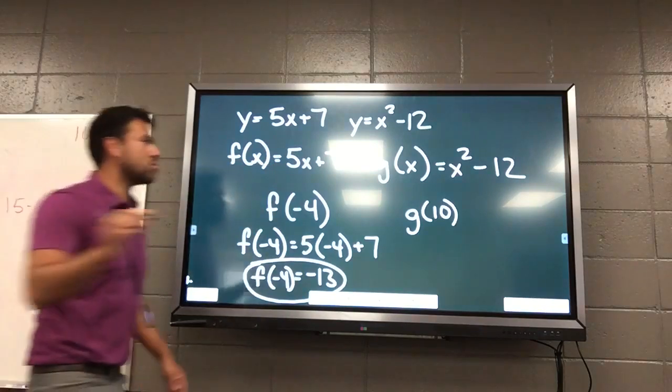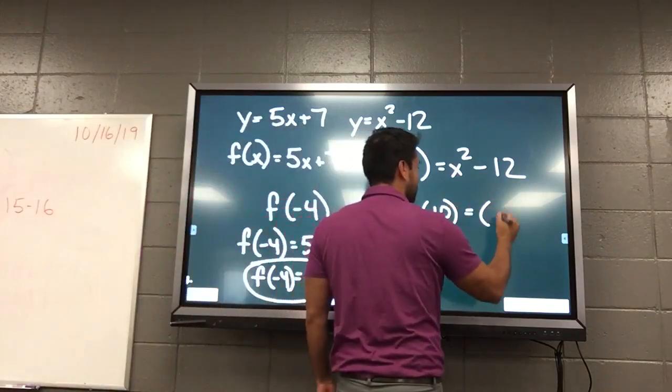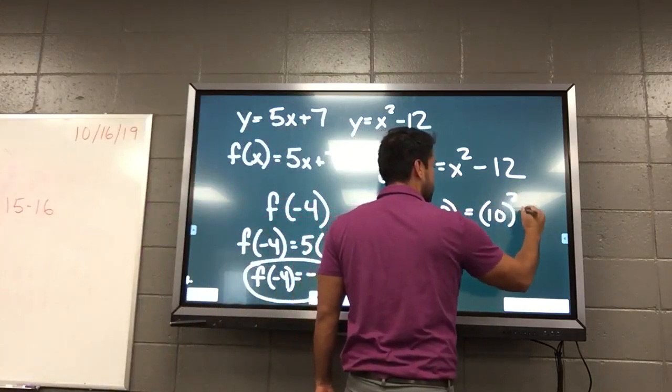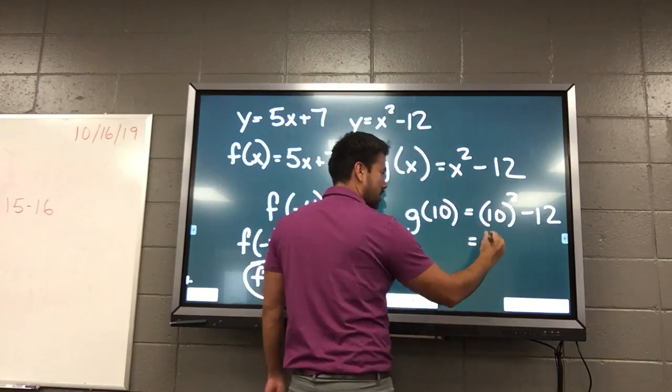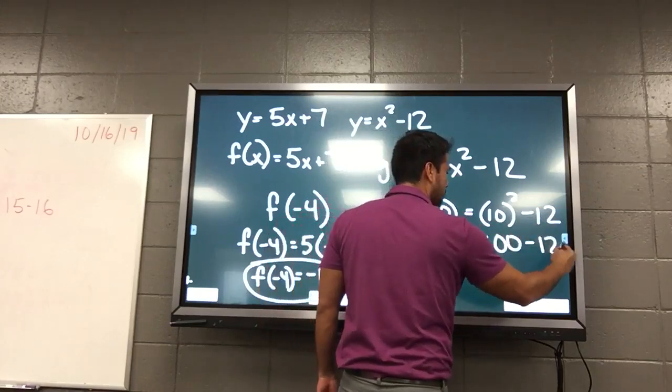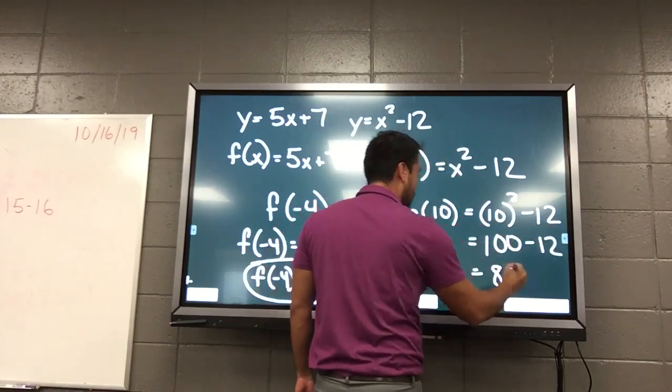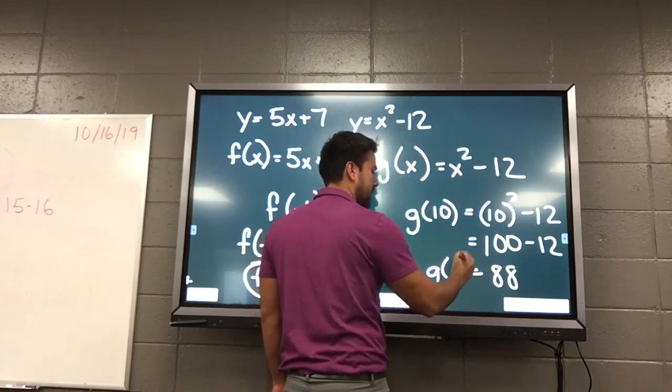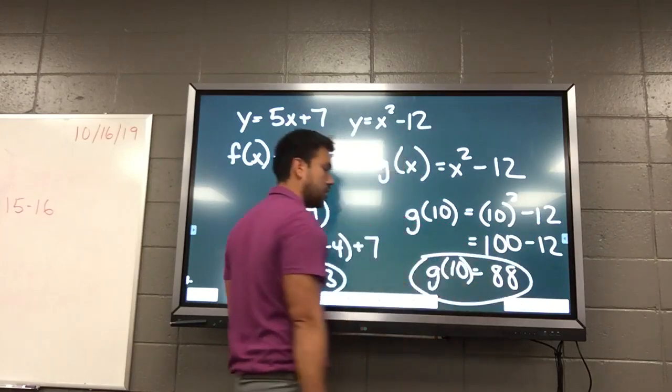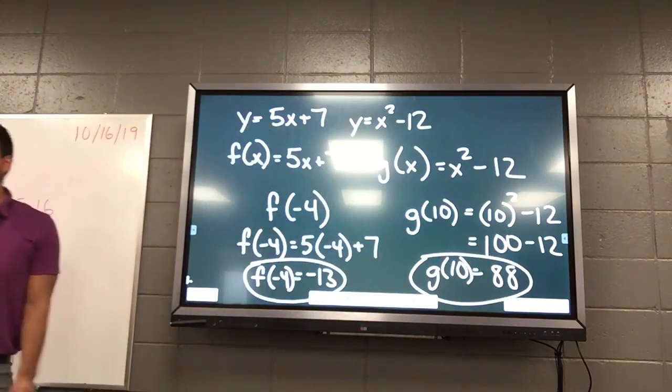Okay, so is this what you guys did? And please be careful with this, especially with exponents. It can be a little bit tougher. You got 100 minus 12, which is your 88. So you got g of 10 is equal to 88. You guys okay with that? Sound reasonable?